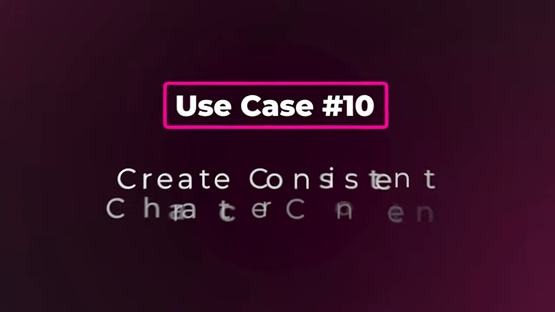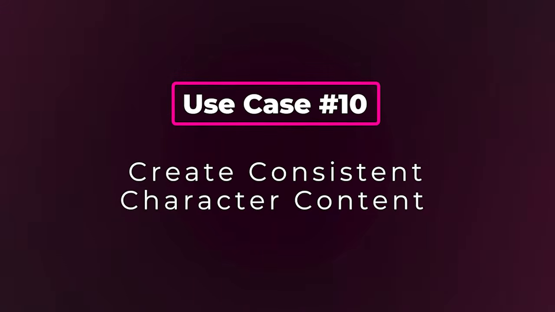Which brings us to use case number 10, which is all about consistent character content. Now, I touched on it on the last one, but Nano Banana being able to create the same character across multiple images is very, very important. This is because you can create campaigns that look and feel like they're actual photos. How you can do this is you upload your base image and then prompt it, place this in this location or put it in a space setting.